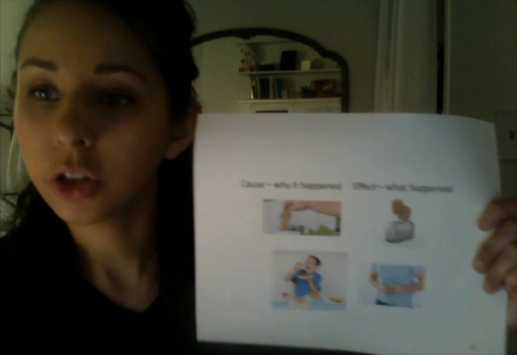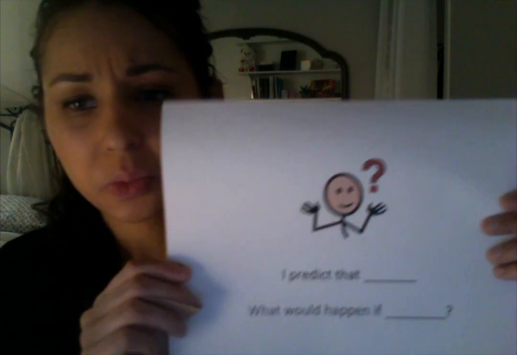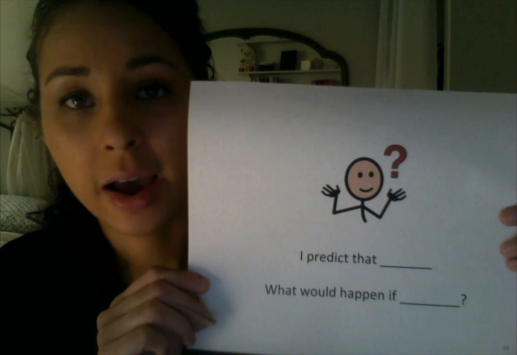So putting bread in a toaster is the cause, and the effect is getting toast. Or, for example, eating too much at dinner and then getting a stomach ache. That's the effect. So I would call in different students and ask, what would you think would happen if so and so? So they would practice learning the cause and learning the effect, and then using the word predict. I predict, so here's my prompt for that. I could use this: I predict that I'll get a stomach ache if I eat too much.